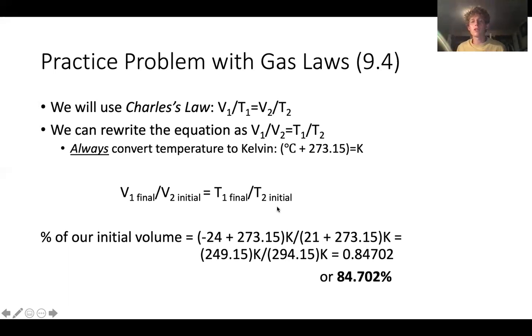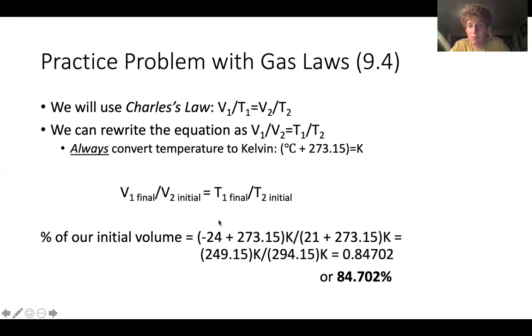It doesn't matter which is which, you can change. So volume 1 could be an initial, and then T1 could be an initial because they're both 1, so they'll both correspond to each other. And then V2 and T2 could be finals, if that makes sense. But we'll work with this equation so we can solve for the percent of our initial volume. We have the initial as our denominator because it's percent of our initial, and then we'll have the final as our numerator.